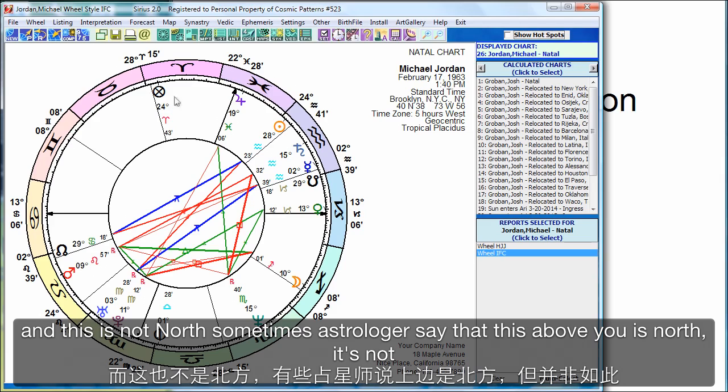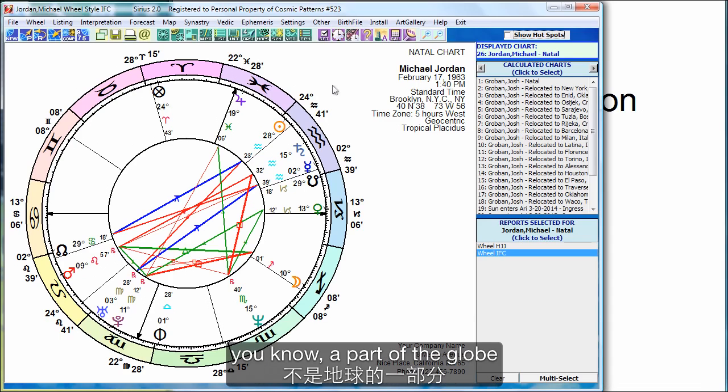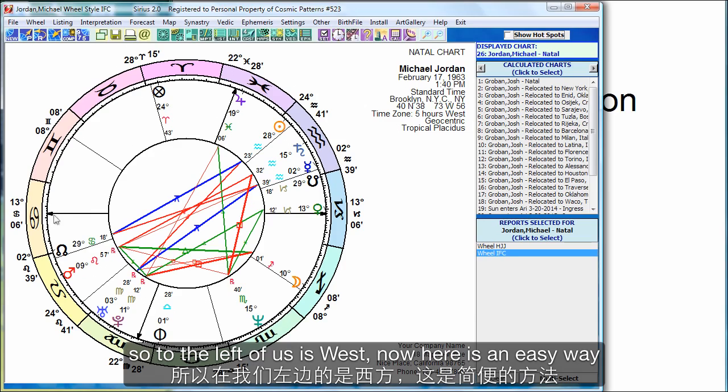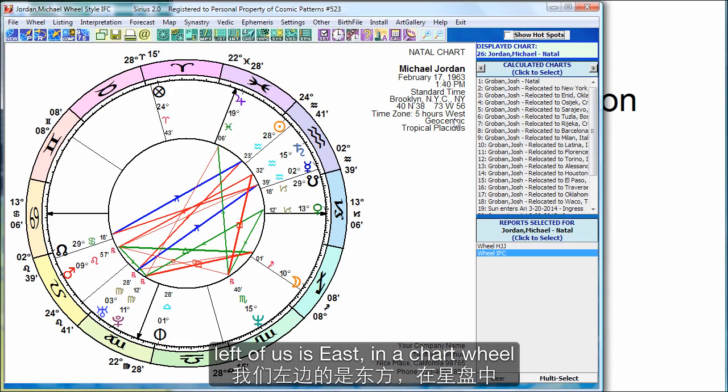And this is not north. Sometimes astrologers say that this above you is north. It's not. There is no north and south because we're talking about the sky. We're not talking about a map of a part of the globe. So the left of us is east in a chart wheel.